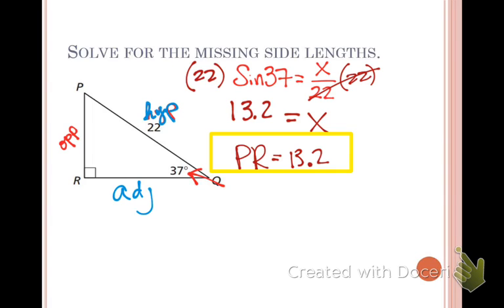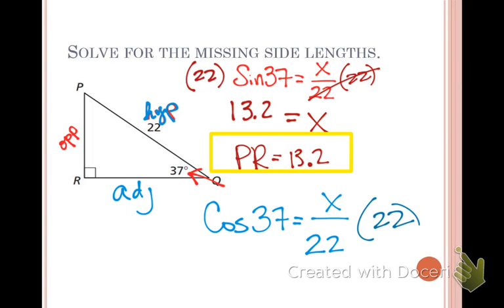It's still the hypotenuse. So which trig function, we're looking at the blue now, deals with the adjacent and hypotenuse? Cosine. From what angle? 37. Cosine of 37 equals the adjacent over the hypotenuse. So what is the adjacent? We don't know, so we can call it x over the hypotenuse, which is 22. Do I need to flip it? No, just multiply by 22. What do we get? 17.6.